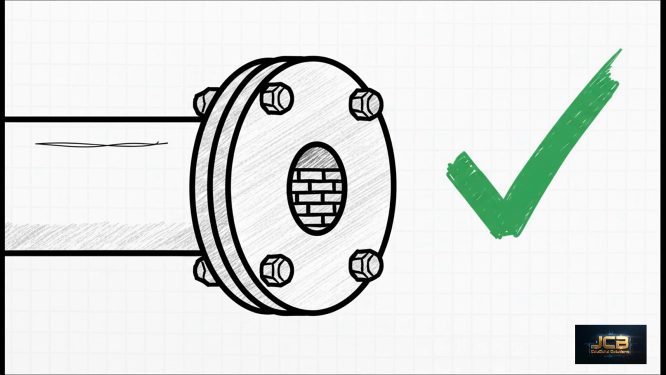So a blind flange is basically just a solid plate. You use it to seal off the end of a pipe or a valve. Think of it like putting a solid cap on something. Super useful for pressure testing or when you need to close off a line.